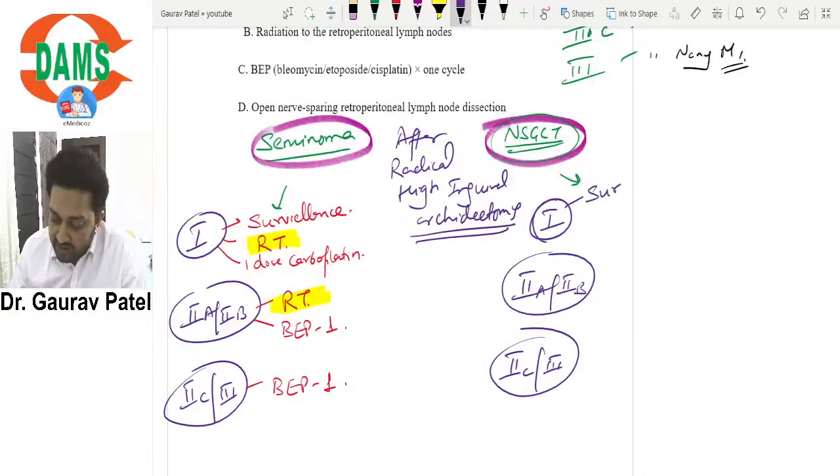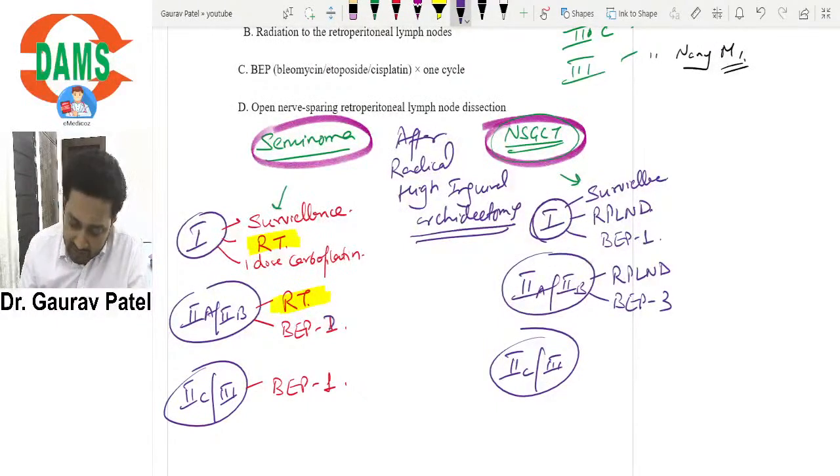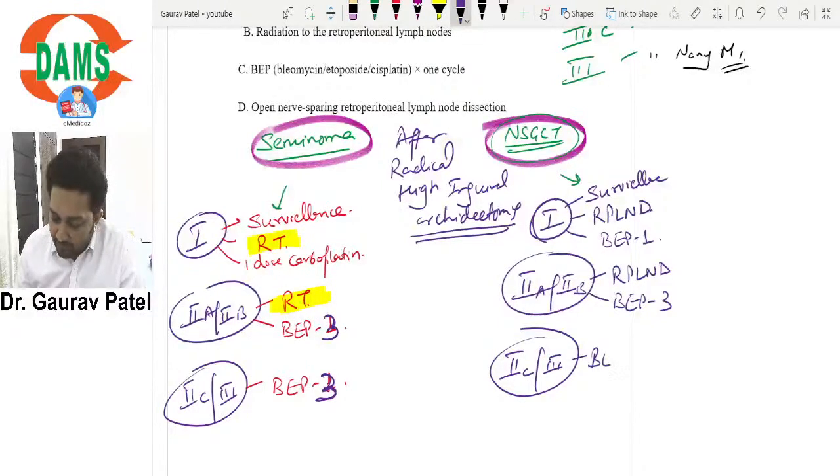So stage 1: either surveillance, or retroperitoneal lymph node dissection, or we can go for one cycle of BEP. In stage 2A and 2B, retroperitoneal lymph node dissection or BEP, 3 cycles. And for 2C and 3, BEP, 3 cycles. So can you see the difference mainly lies in this? There we are giving radiotherapy, here we are doing retroperitoneal lymph node dissection.